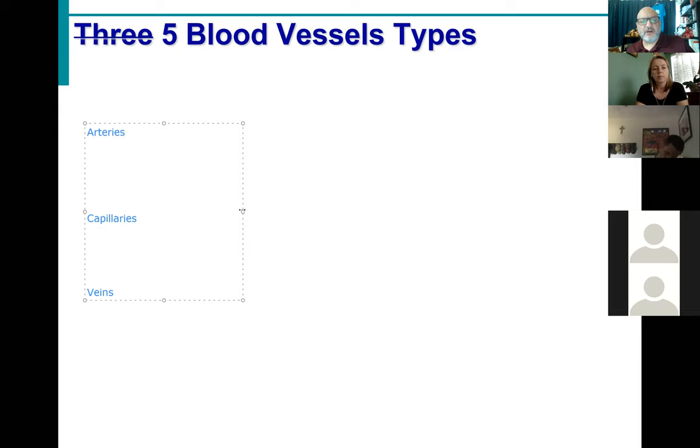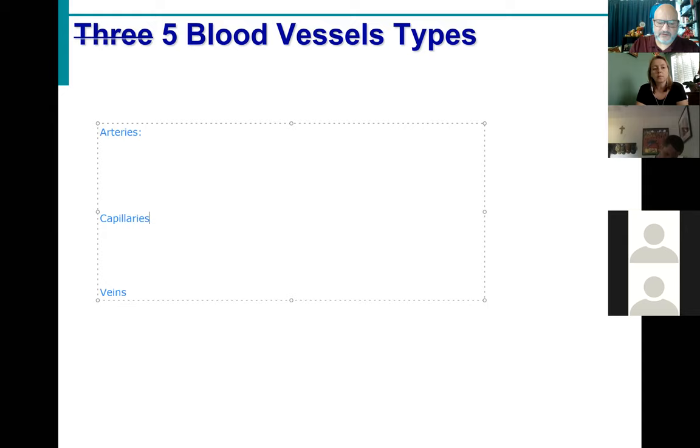And remind me again, how did we define our arteries? They go away from the heart. Excellent. They carry blood away from the heart. And again, we can even emphasize that by saying all arteries carry blood away from the heart. There are no exceptions, right? Most are oxygen rich, but again, most is not all. How do we define veins? They carry blood to the heart. To the heart, excellent.